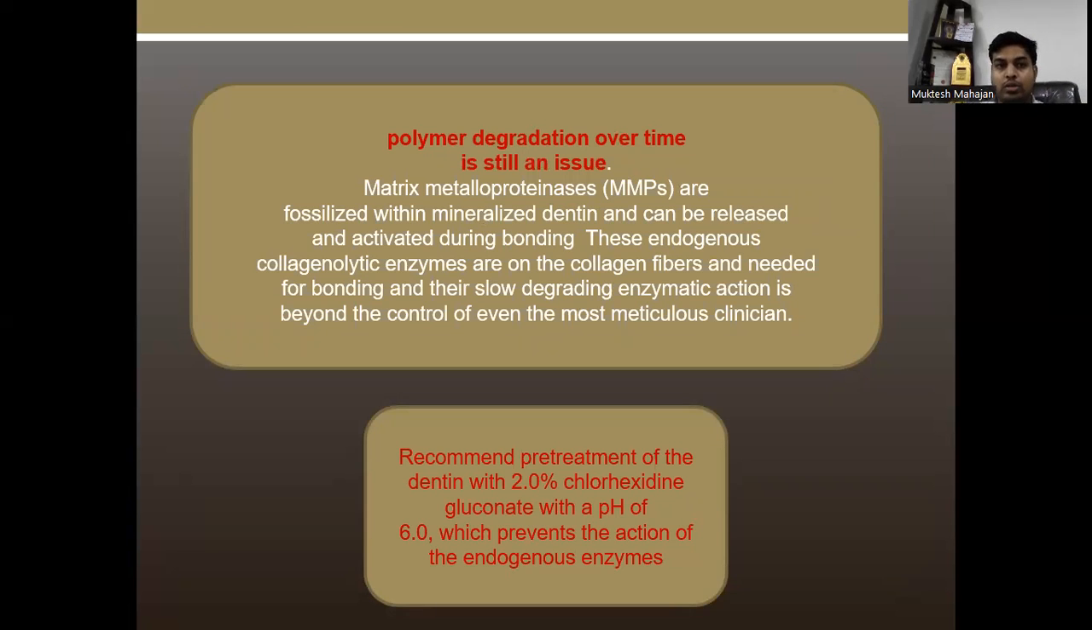These endogenous collagenolytic enzymes are on the collagen fibers and needed for bonding, and the slow degrading enzymatic action is beyond the control of even the most meticulous clinician. Pretreatment of the dentin with 0.2% chlorhexidine gluconate with a pH of 6, which prevents the extraction of the endogenous enzymes, is recommended.